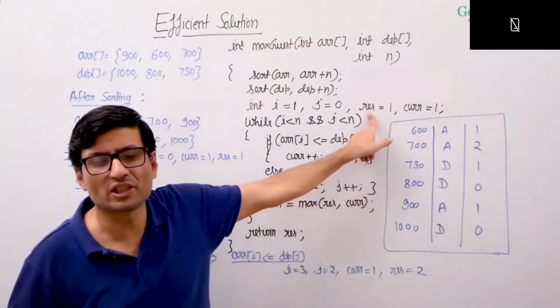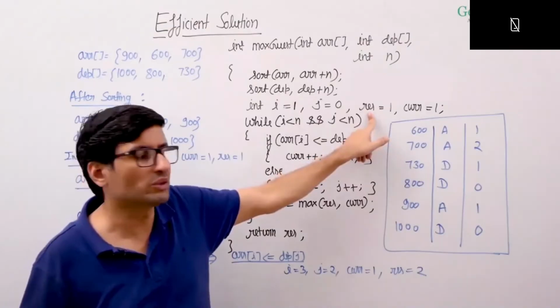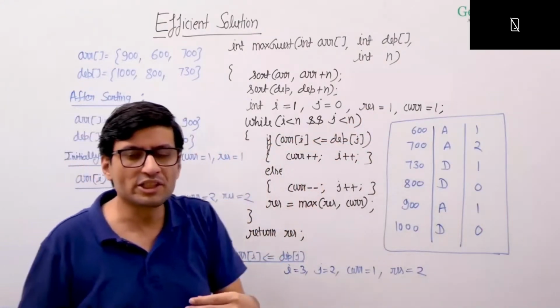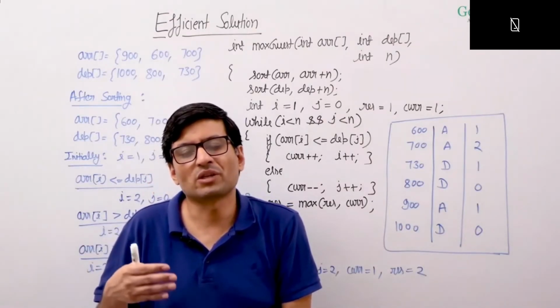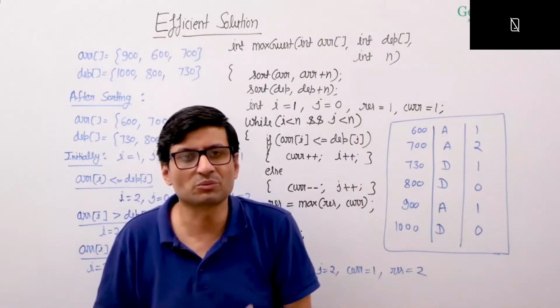Our result is also initialized as 1. It's going to be at least 1. So we have already considered the timeline when one guest has arrived. Now we are going to consider all the remaining events by merging both the arrays.